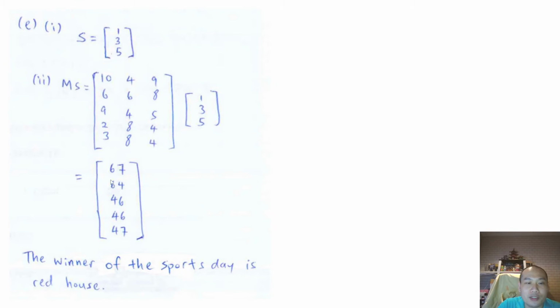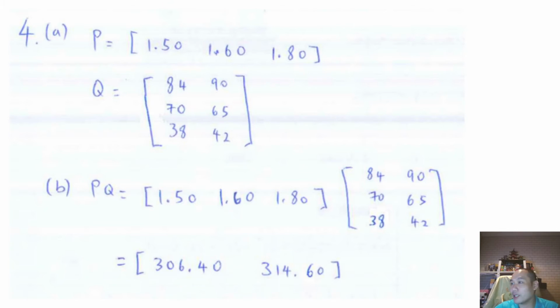Okay, so from here you can see that in this particular sports day, Red House has the highest points. So to answer the question, the winner of the sports day is actually Red House. Got that? Okay. Right, let's move on. Next question that you're supposed to try.